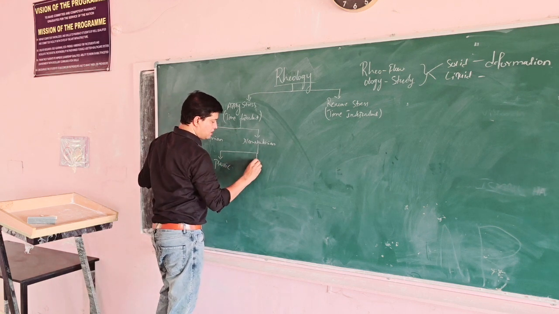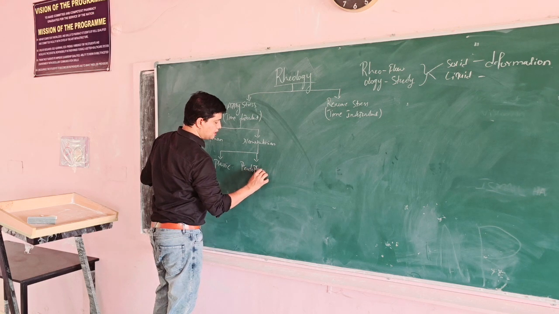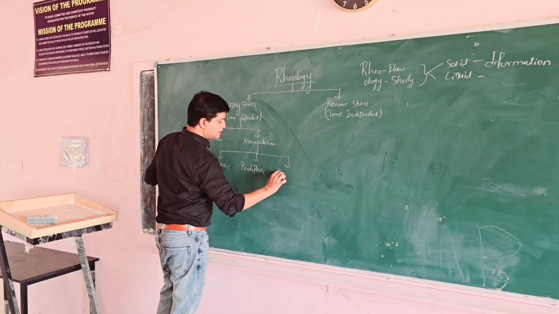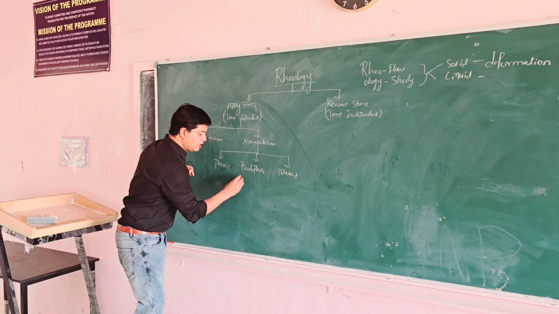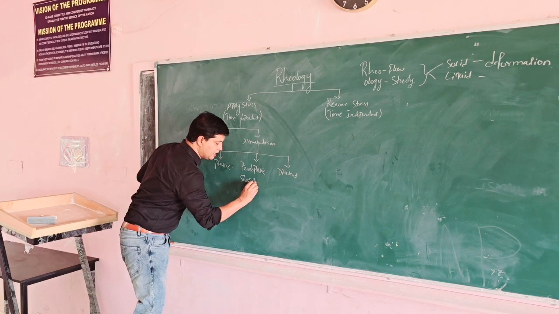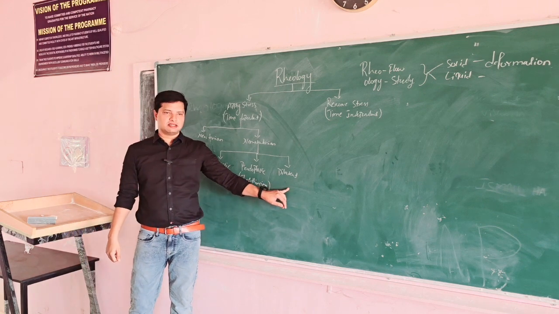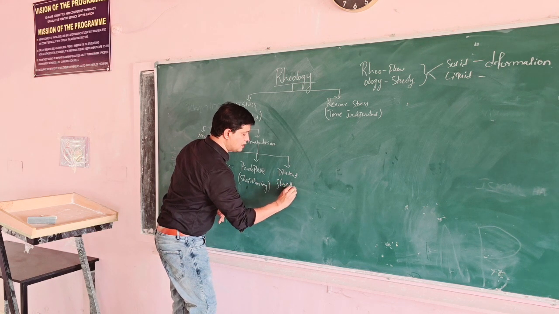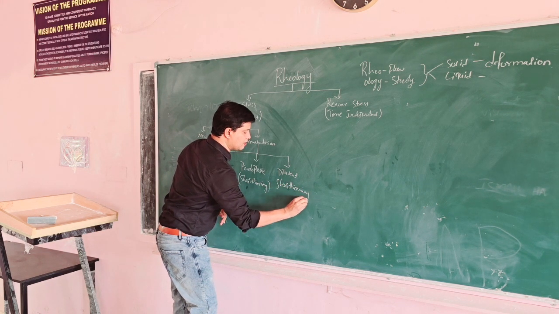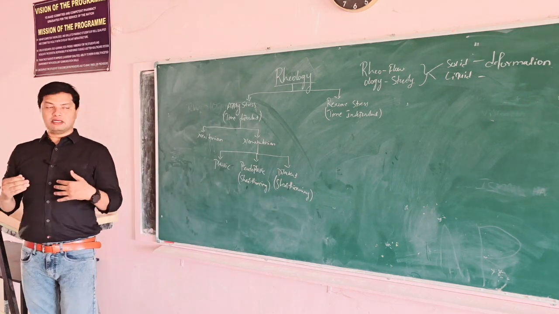Plastic flow, false plastic, pseudo-plastic and dilatant. We call pseudo-plastic shear thinning liquids. What could this be? This is shear thinning. What could this be? Shear thickening. I will tell you what is shear, what is stress. Okay.